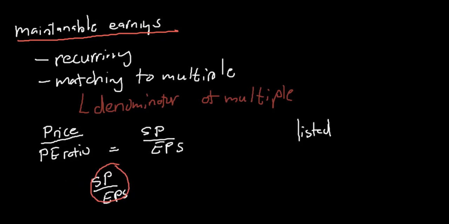Now, this multiple must be multiplied by my maintainable earnings. But what is my maintainable earnings? My maintainable earnings will always be the denominator. So in this case, you must multiply it by the earnings per share of the company you are trying to value. If you do this, you'll then get the value of the entity.